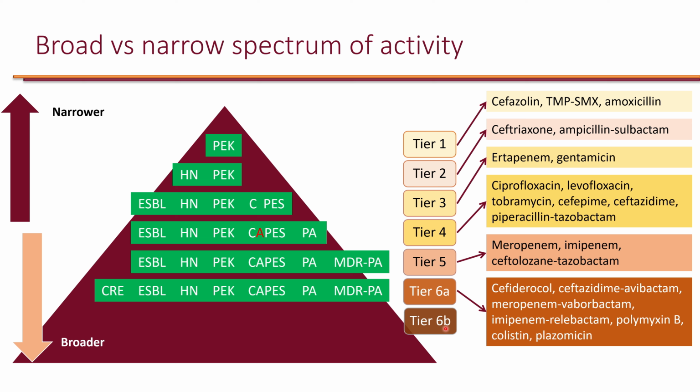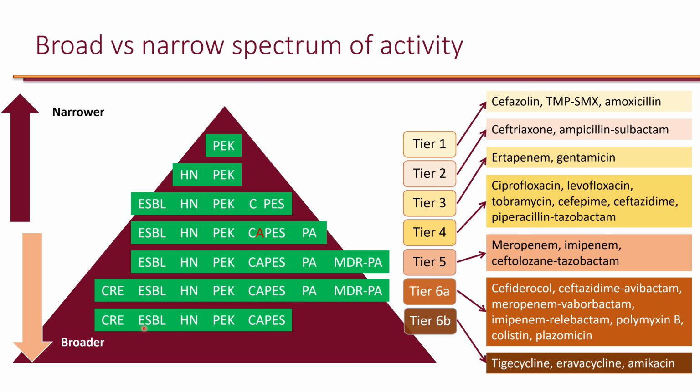They also have a tier 6B because there are agents that are active against CRE and ESBL, but they actually do not have activity against Pseudomonas. So there is actually a hole in tier 6B, but still these are pretty broad, even though they don't have activity against Pseudomonas, because they are active against CRE.